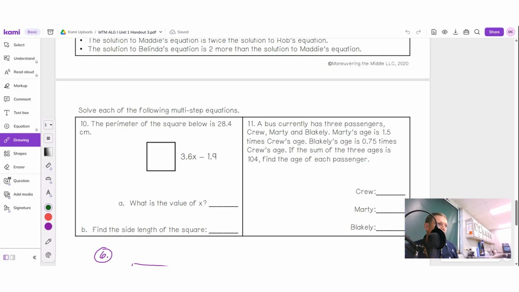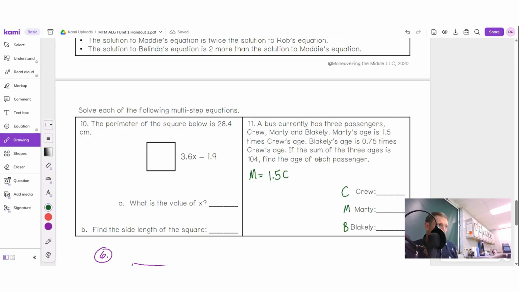I know there's 3 people, and I'm going to call Crew C, I'm going to call Marty M, and I'm going to call Blakely B. And I'm just going to take it one sentence at a time. Marty is M equals. Marty is 1.5 times 1.5 multiplied by Crew's age. So this equation is true.